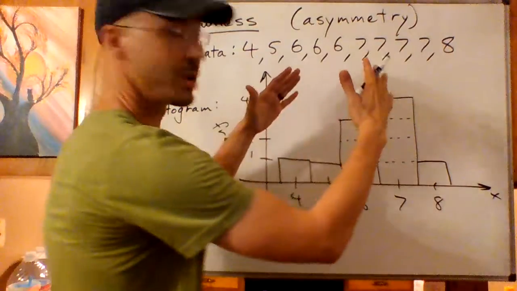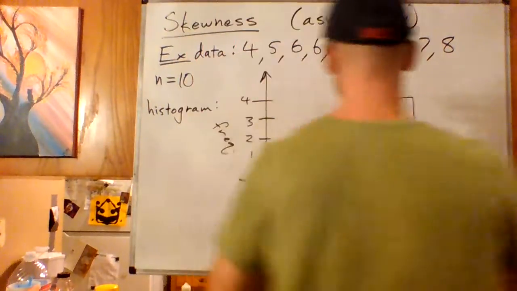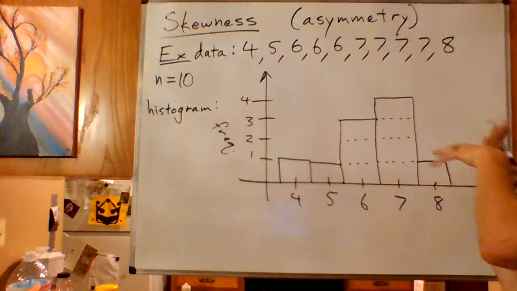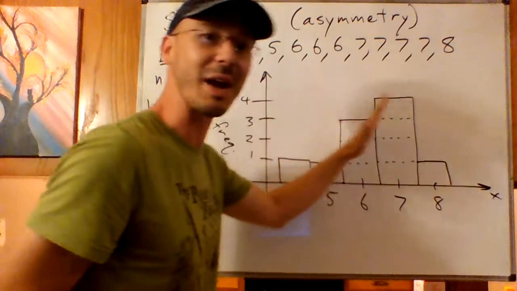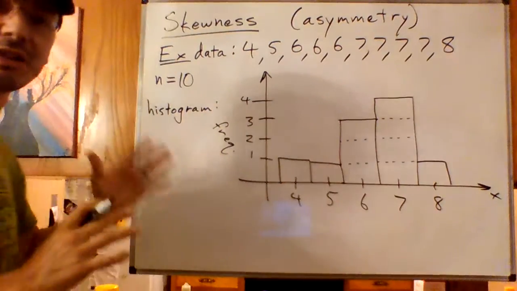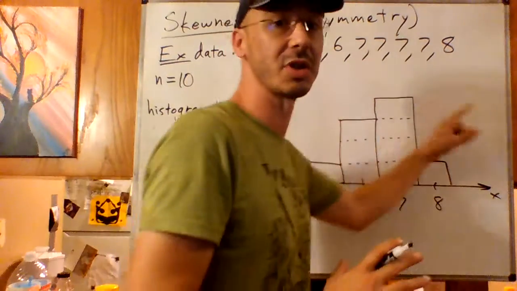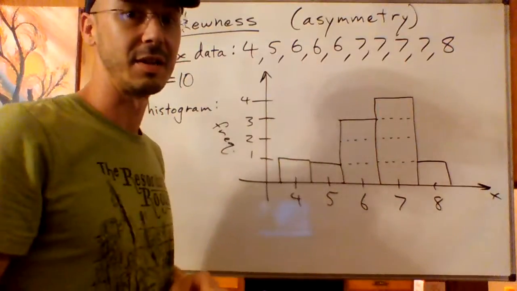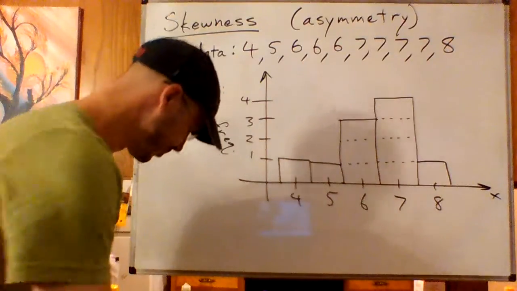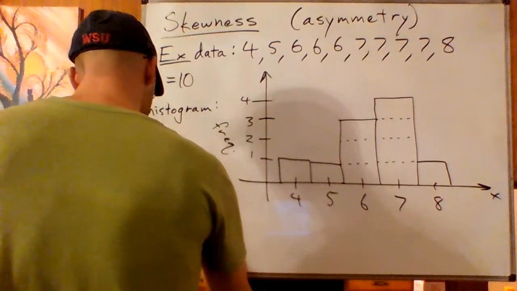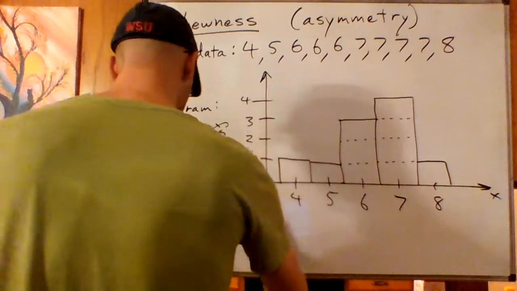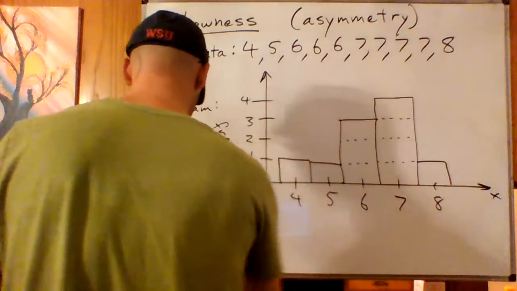Now this one looks like it's leaning to the right. Like maybe it started out as a symmetric thing and that got pushed to the right, or a pile of blocks that's pushed to the right. That's not what it's called though. This is called skewed left.